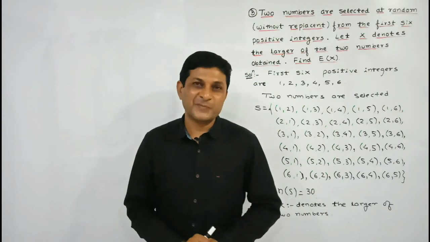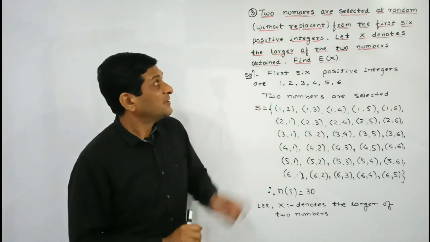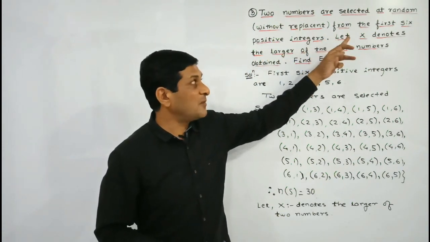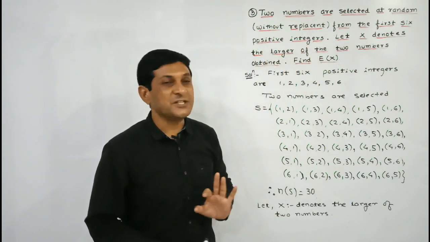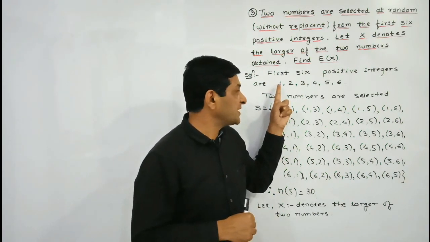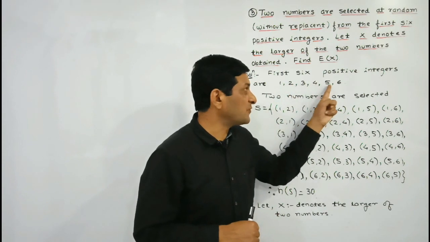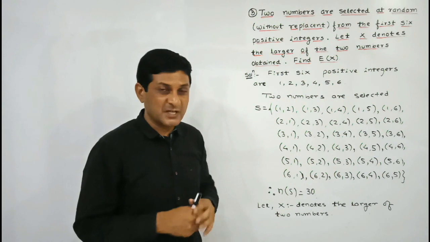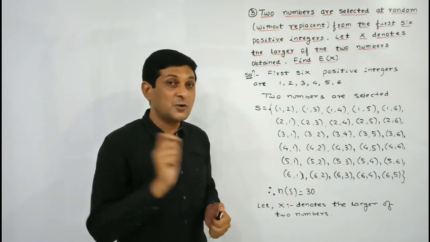Now see question number 3. In this question, two numbers are selected at random without replacement from the first 6 positive integers. So which are the first 6 positive integers? The first 6 positive integers are 1, 2, 3, 4, 5 and 6. Now two numbers are drawn without what?